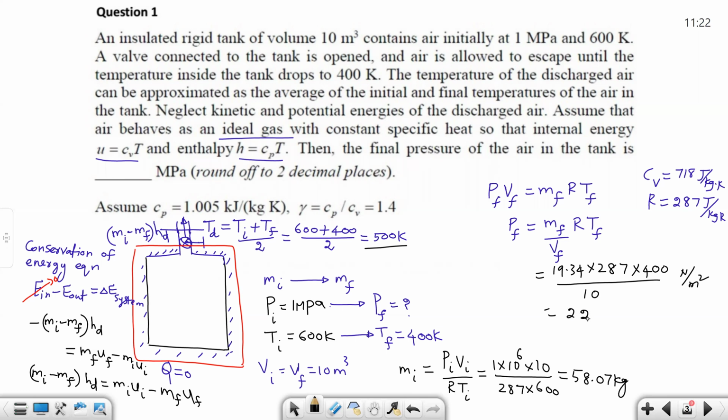Let's see, first we will calculate. It is 222,023.2 Newton per meter square, which is Pascal. 10 power 6 Pascal is 1 MPa. So the final pressure is 0.222 MPa. So this will be your answer. So your answer is 0.222 MPa.